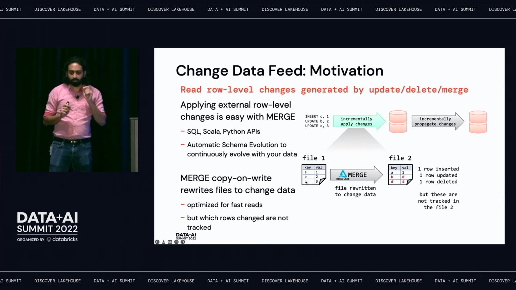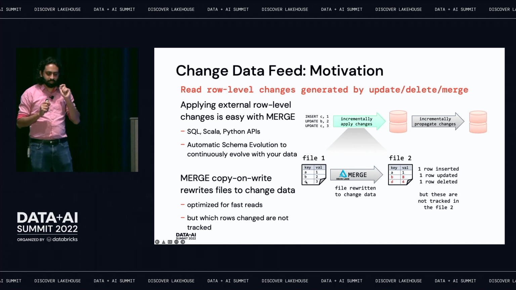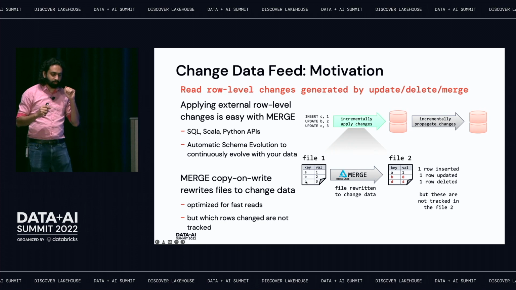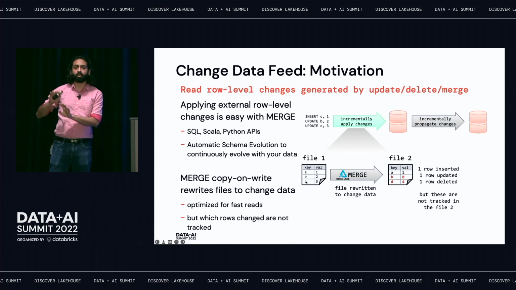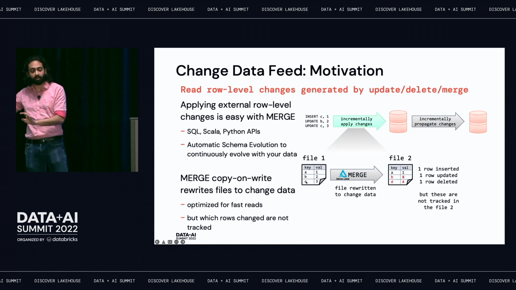The important bit here is that merge in Delta is awesome, but the way merge operates underneath at the file level is a technique called copy on write, where in order to modify a single row in a file, you have to rewrite the entire file. Now, we are working on how to improve that, reduce the write amplification using deletion vectors. I will not get into that right now.